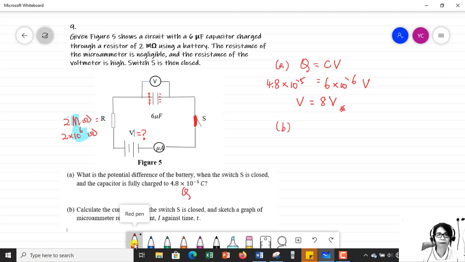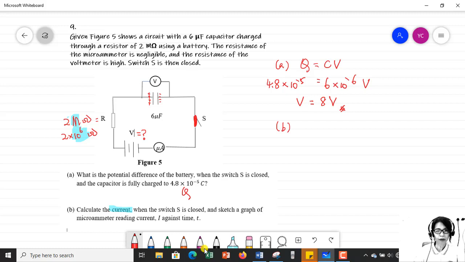Then question B. We want to calculate the current when the switch is closed and sketch a graph of microammeter reading, current, against time t. So we want to sketch the graph of current against time. Beside that, we want to find the current when the switch is closed.